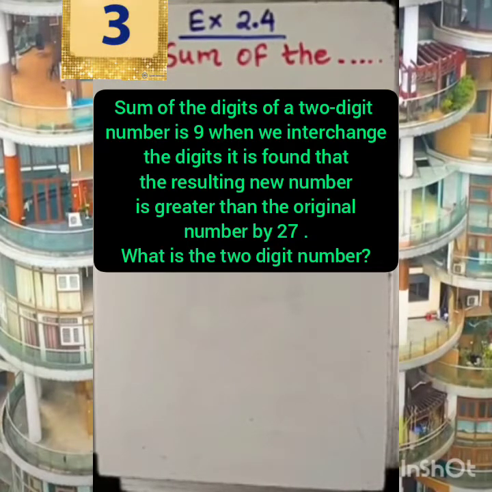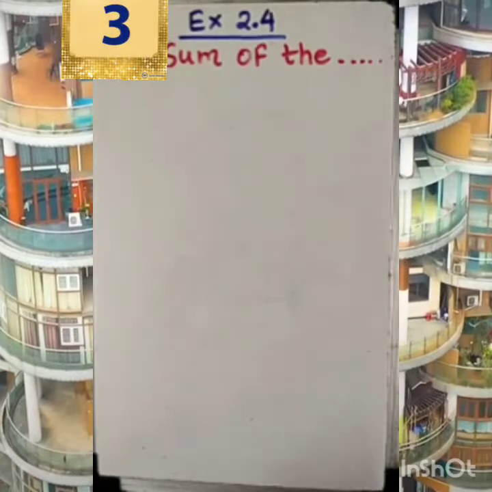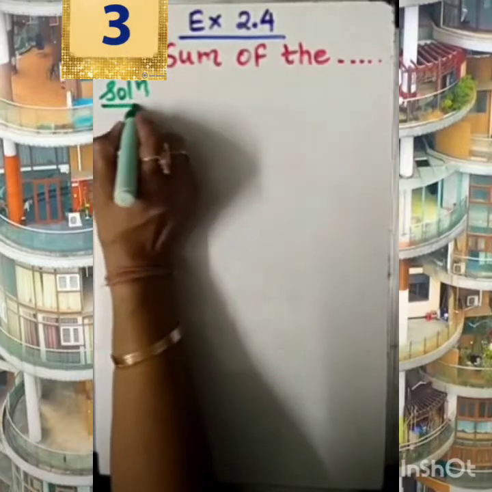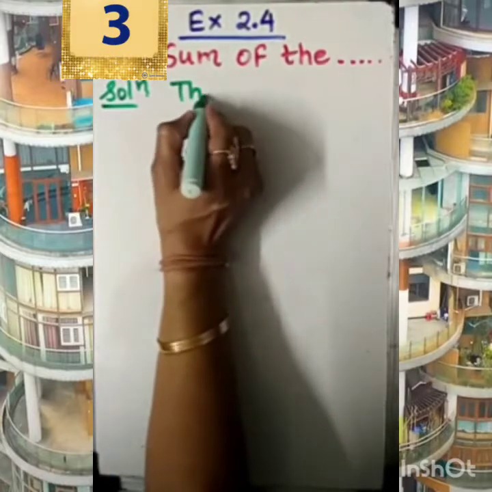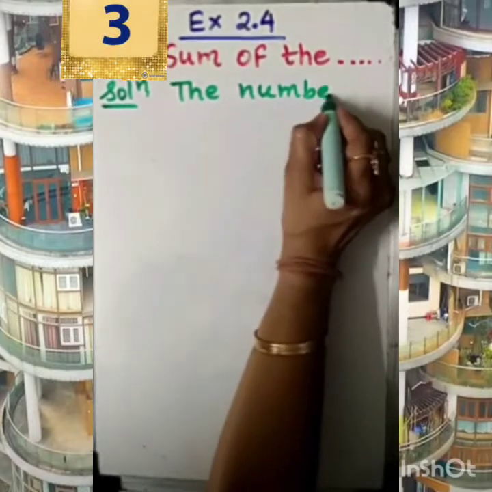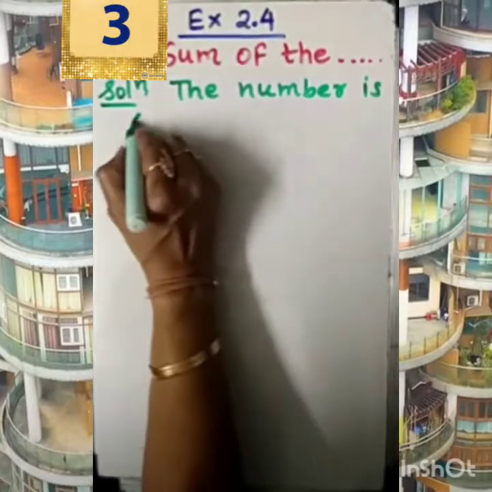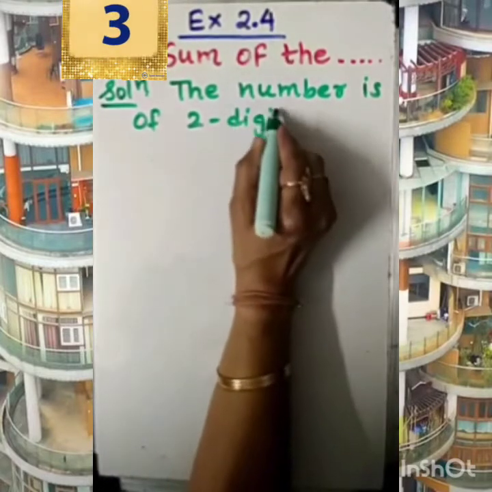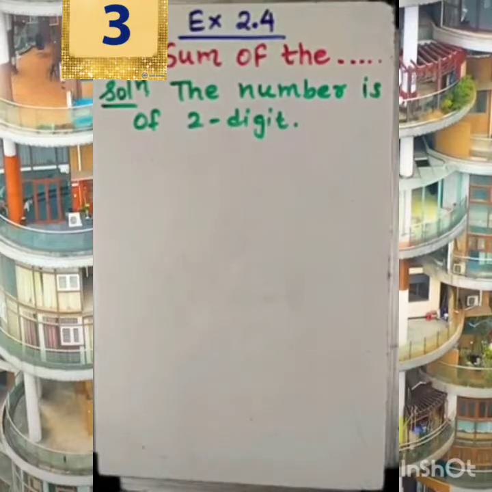Right? So dear student, this number is of 2 digits, okay? And their sum is 9, we are given. So we need to mention here in the solution first that the number is of 2 digits. If the number is of 2 digits, then let's consider, we are having two options.